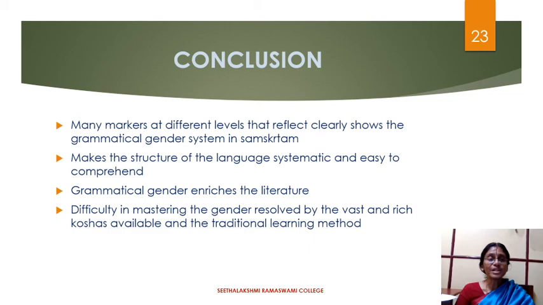This grammatical gender makes the structure of the language systematic and easy to comprehend. Grammatical gender enriches the literature. Finally, yes, it is beautiful to hear talk about grammatical gender, but it is difficult to master the gender system that is there in Samskritam. That is a complaint of many, but it can be very easily resolved by the vast and rich koshas available. When you learn Amara Kosha, then there is no difficulty at all involved.